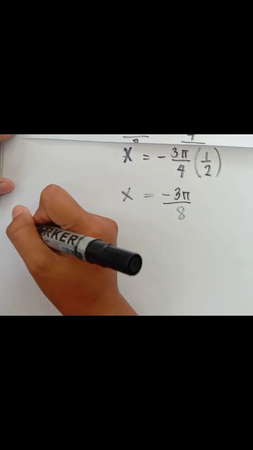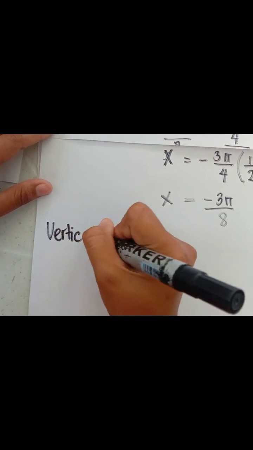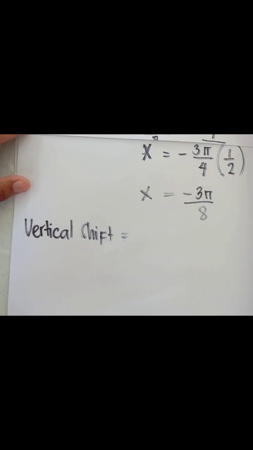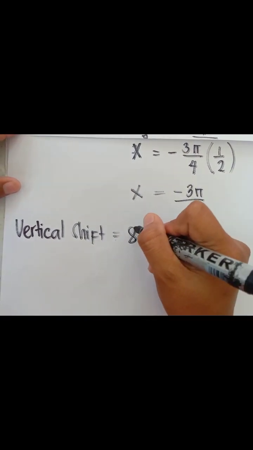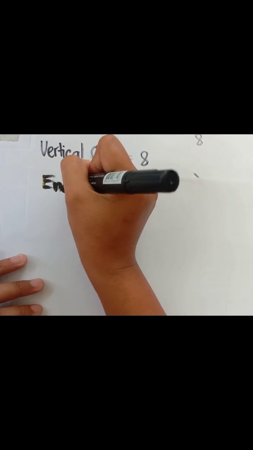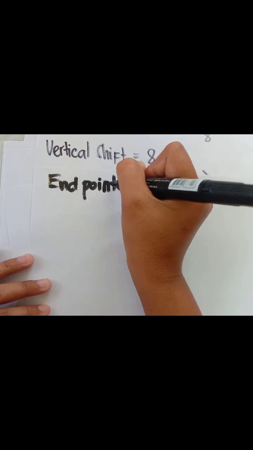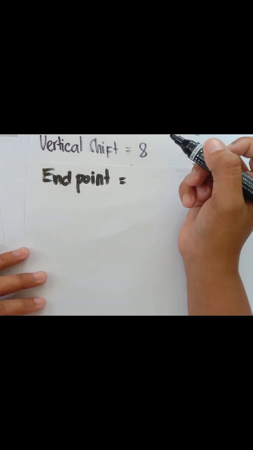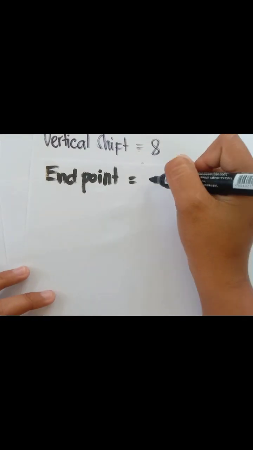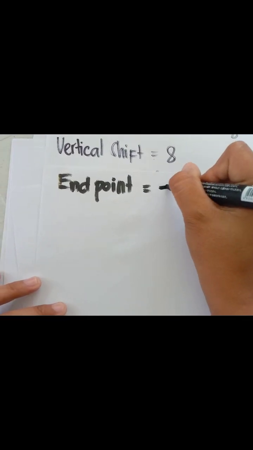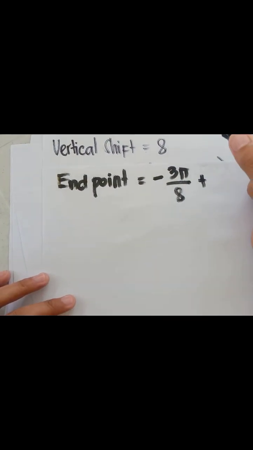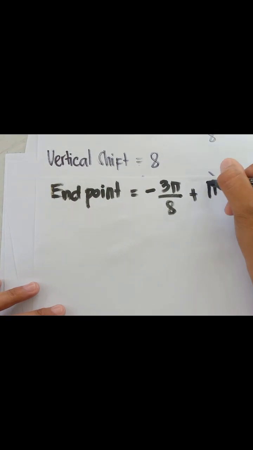The vertical shift is positive 8. So positive 8. To get the endpoint, you need to add the phase shift and the period. The phase shift is negative 3 pi over 8 plus the period pi.